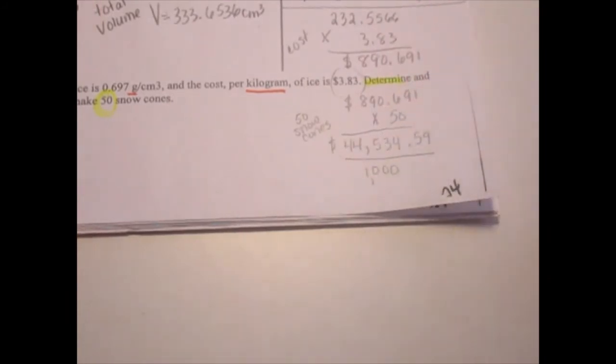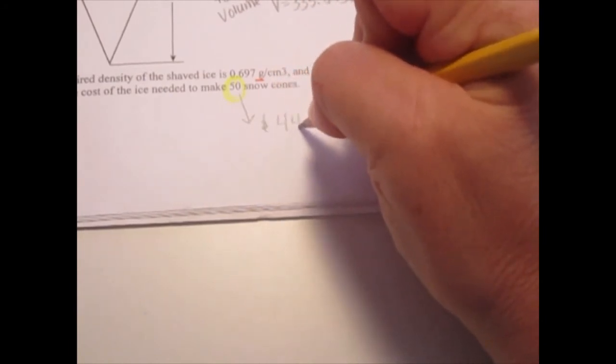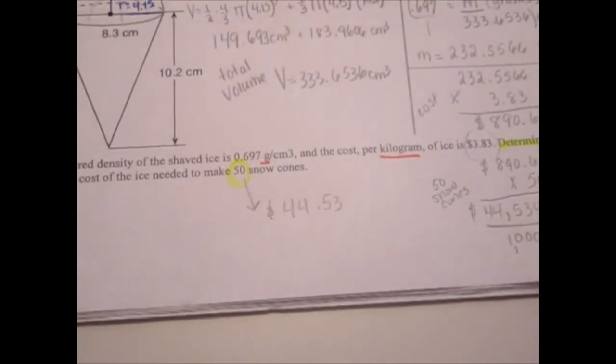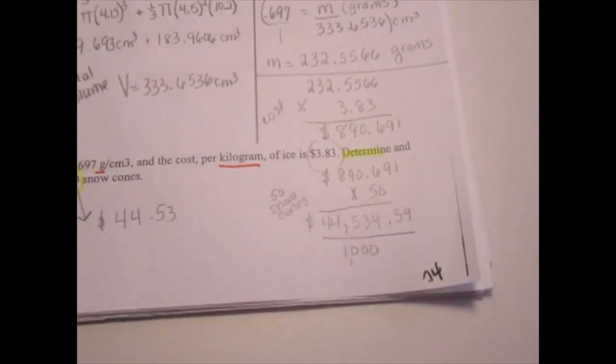Okay, 44,534.59 divided by 1,000, and the cost of 50 snow cones is going to be $44.53. Now that makes more sense, that 50 snow cones would cost $44.53. That's a little less than $1 per snow cone. If I'm going to sell my snow cones now for $2 each, that makes sense that I'm going to be making money. You wouldn't be making money if 50 of them cost $44,000.